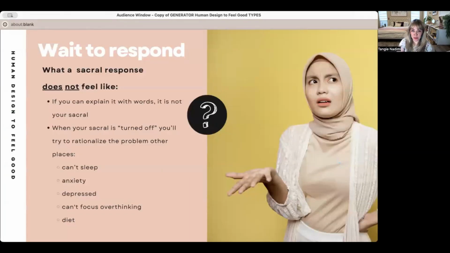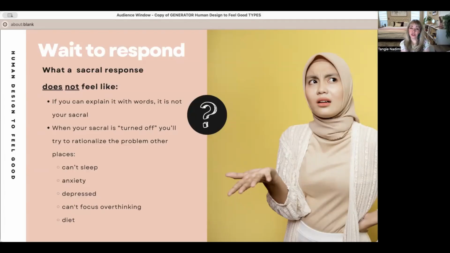So, a sacral response for clarity does not feel like this. If you can explain it in words, it is not your sacral. Your sacral gives you satisfaction and responses in levels of excitement and gut sounds. It does not try to create logic, ration, or explanations for why it wants to do what it wants to do. It is an embodied response.